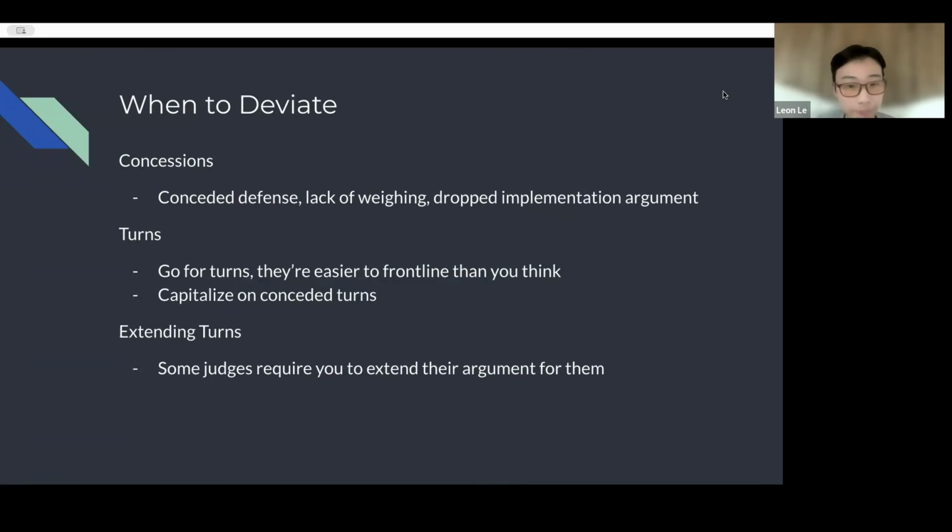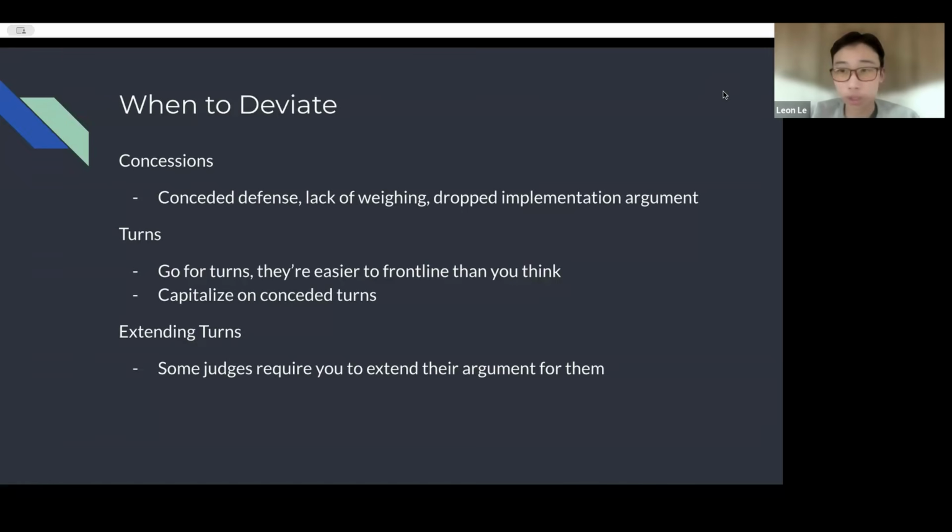And something I have to warn y'all about is that extending turns is something PF judges have a really weird mindset about. I personally don't think you have to extend their argument for them if you're going for a turn, right? If they drop a turn, for example, why do you need to extend their entire uniqueness link, etc. for them? That would be like saying that if your opponents conceded defense to kick a turn, you still have to extend defense for them, and I just don't think that's logical.